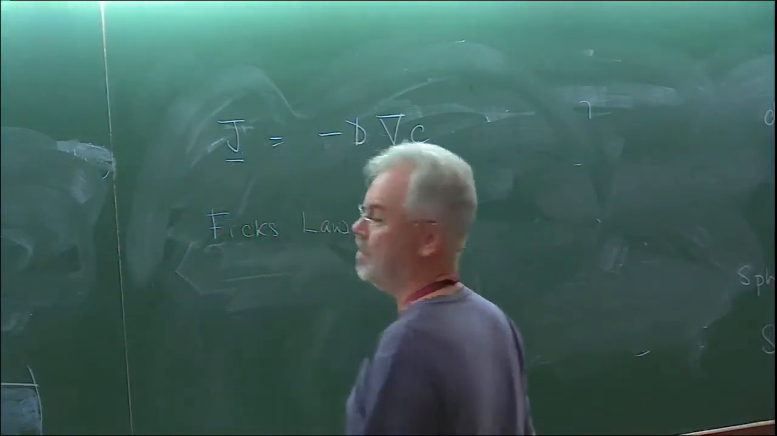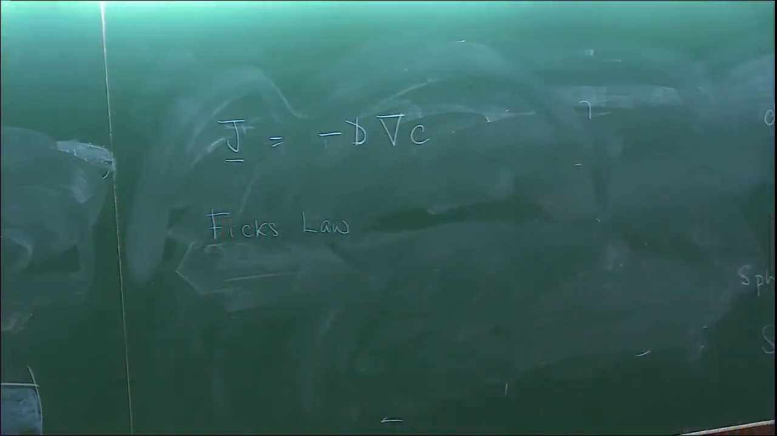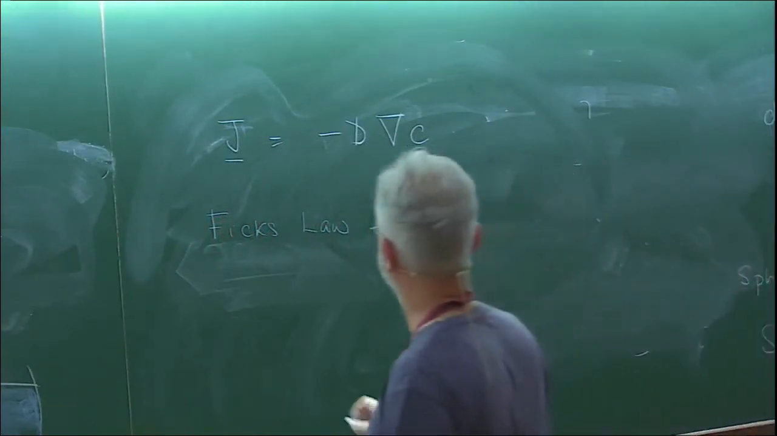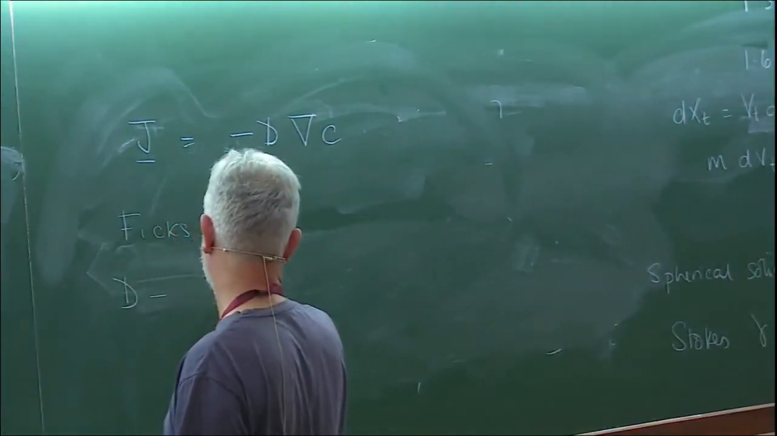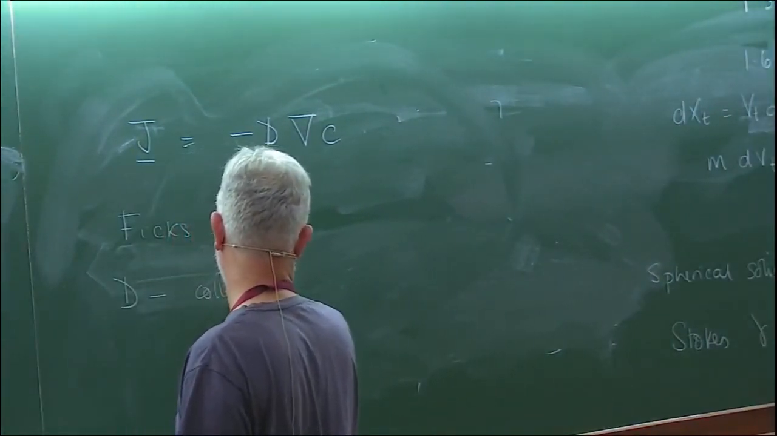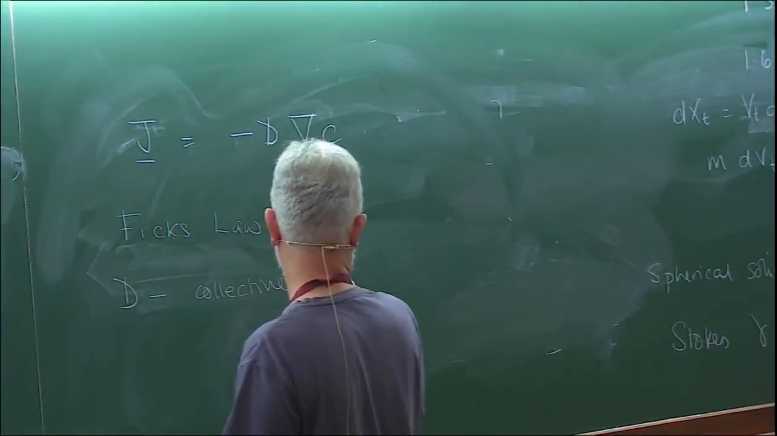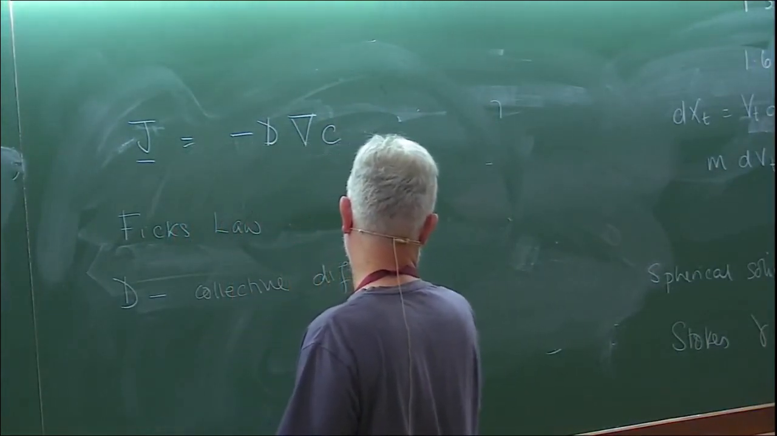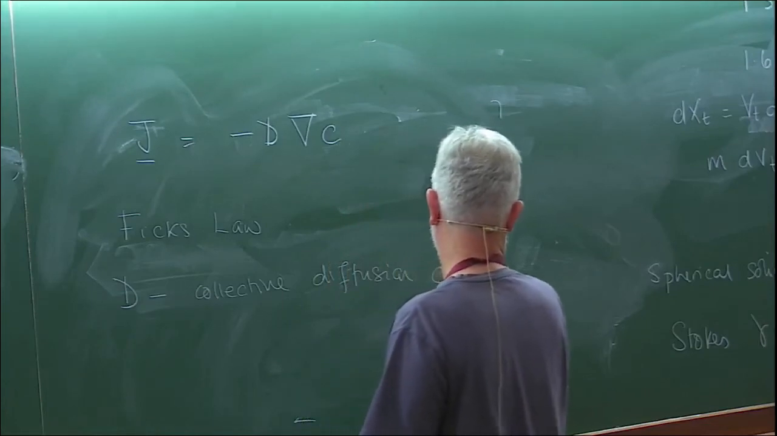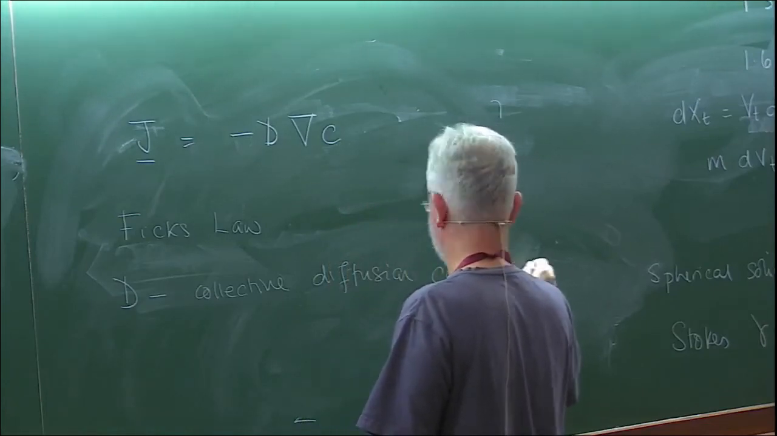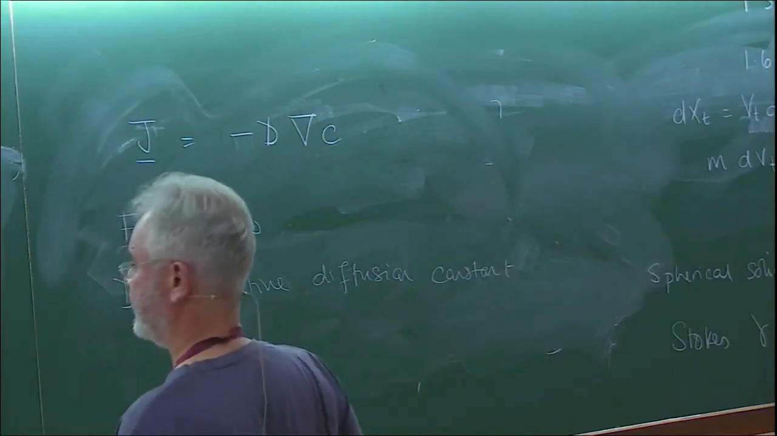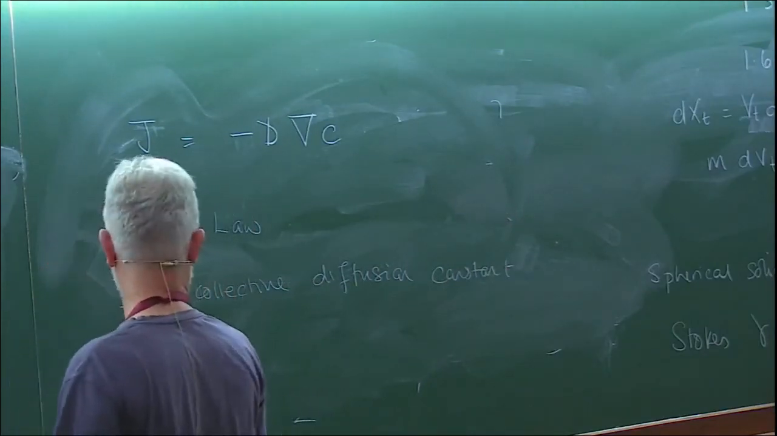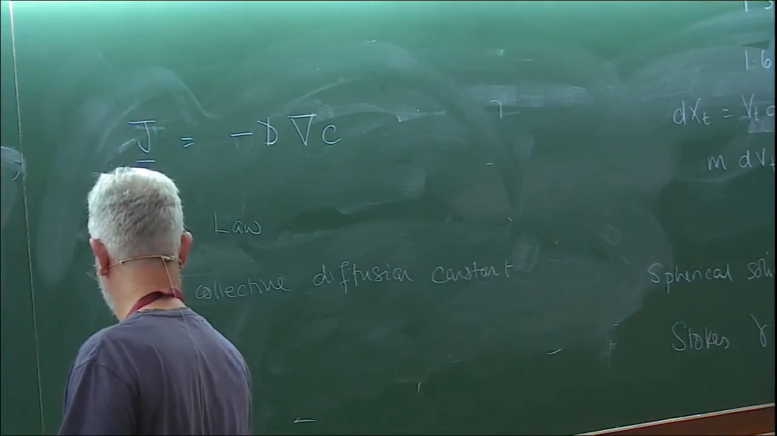So it's a sort of phenomenological linear response, okay? And D is called the diffusion constant. Actually, in this context, D is strictly the collective diffusion constant. Okay? So now if I put Fick's law into the conservation equation, I'm just going to find the dc by dt.